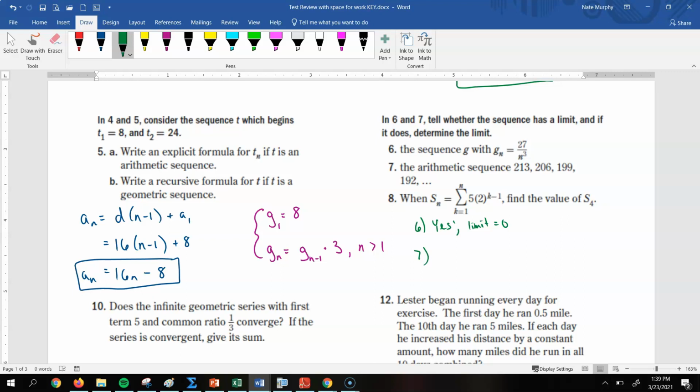All right, number 7, it says the arithmetic sequence 213, 206, 199, 192, and so on. Arithmetic sequences like that don't have a limit because they just get smaller and smaller and smaller, so that does not have a limit.